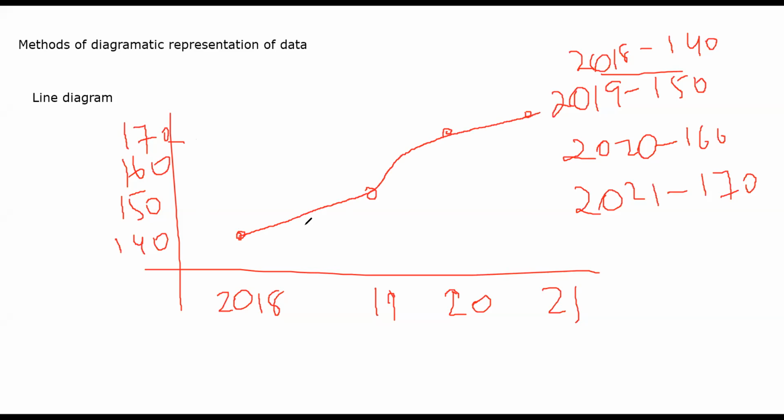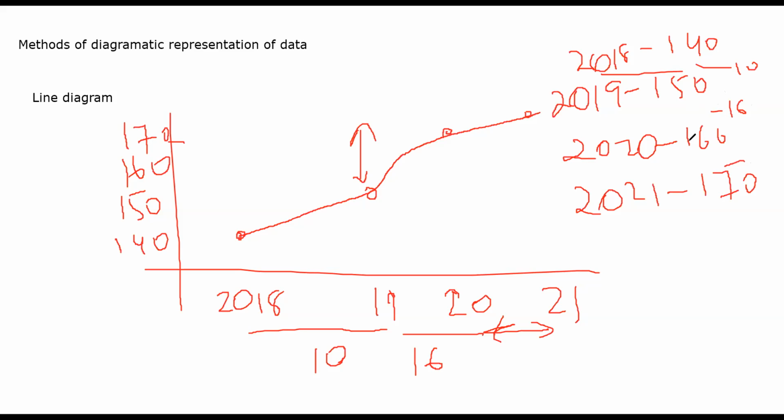Consistently, between 2018 to 19 there were 10 units of growth. Between 19 and 20 there were 16 units of growth, depending on this height. Between 20 to 21 you can say that the rate of growth has decreased. Initially there was 10 units here and 16 units here. Technically this should have been more than 16, but because of some reason, let's suppose only 4 units of growth happened, which is technically not as good as the previous years. So you can deduce all of that information from a line graph.